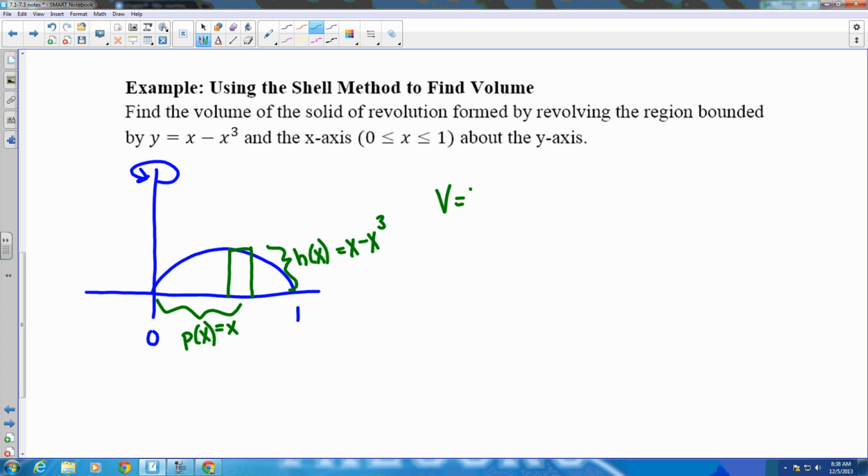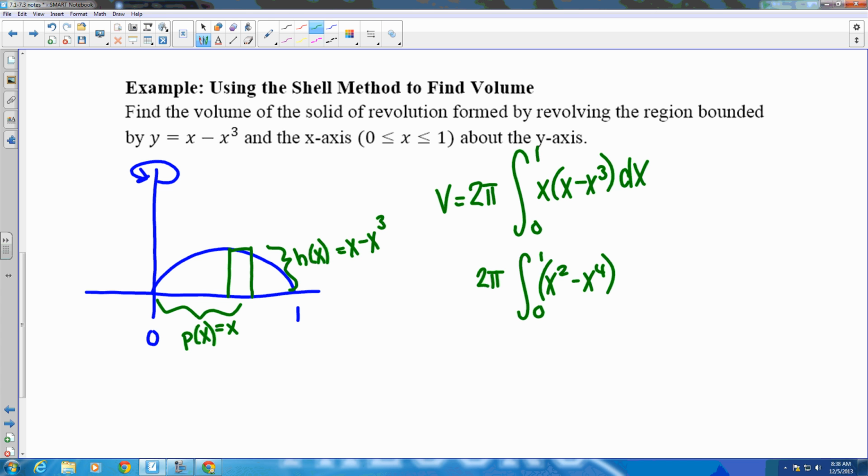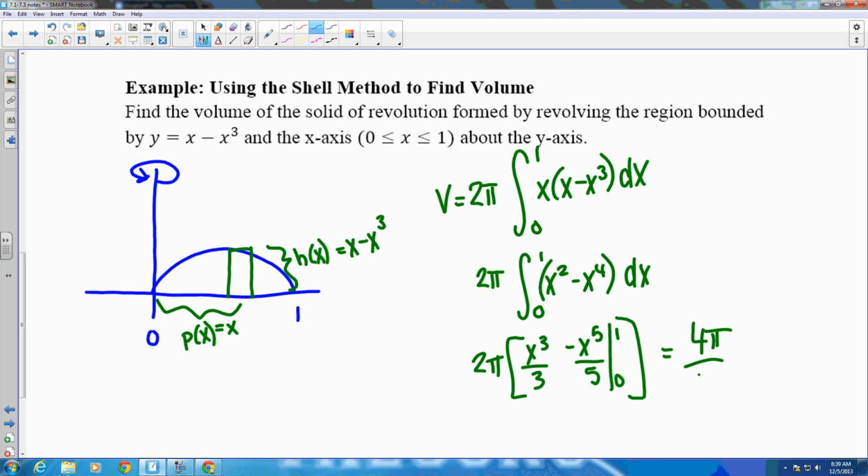So your volume is, in this case, because it's a shell, 2 pi from 0 to 1 of p of x times h of x, which is x times x minus x cubed dx, which is x squared minus x to the 4th. Take the integral of that, x to the 3rd over 3 minus x to the 5th over 5 from 0 to 1, which is 4 pi over 15.